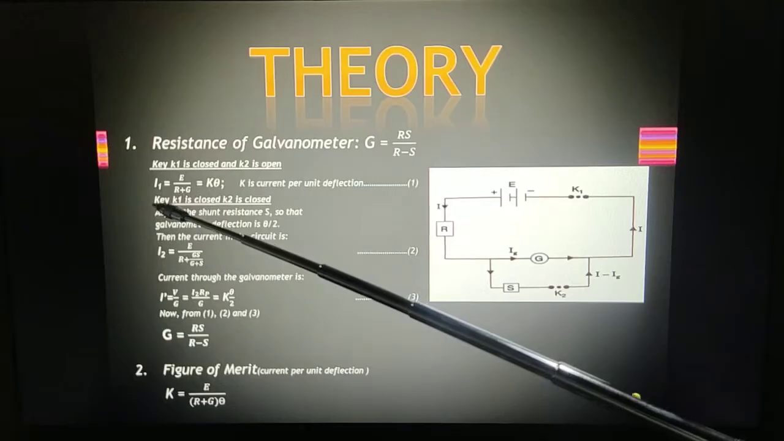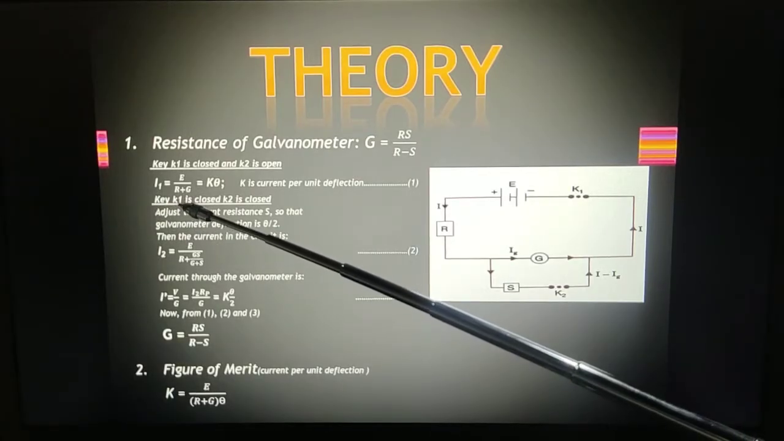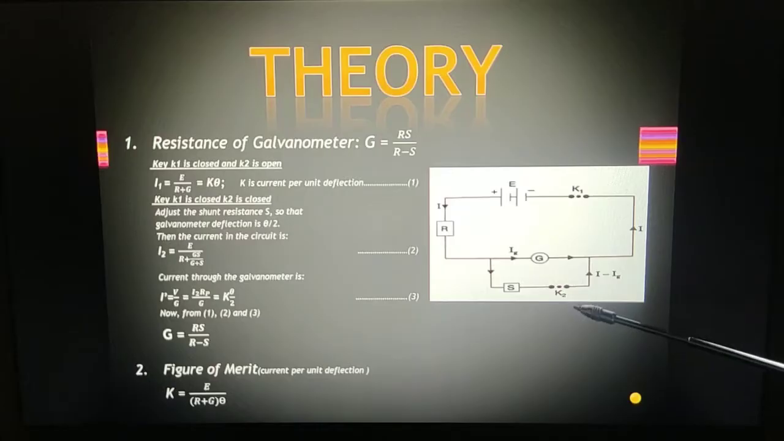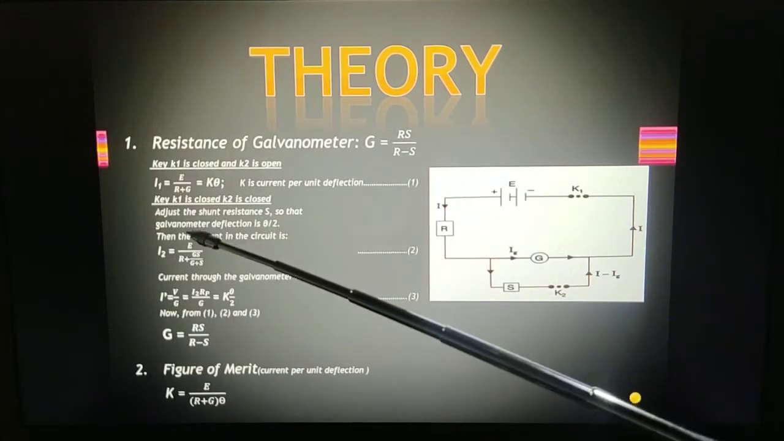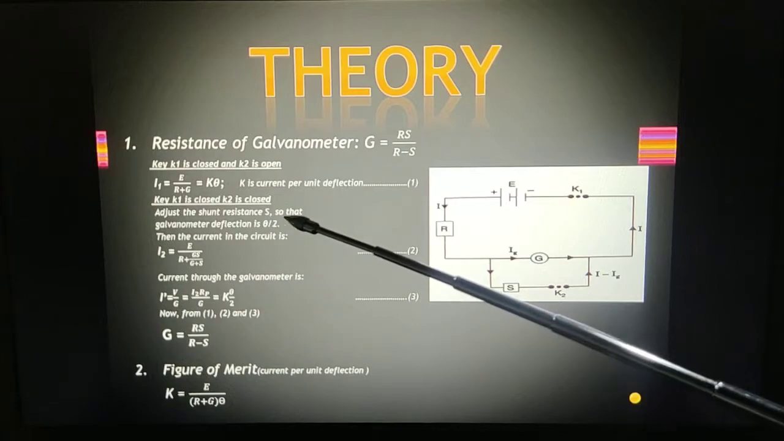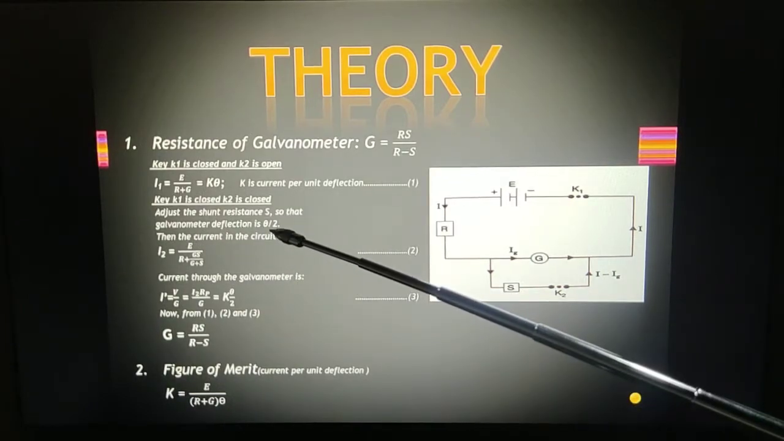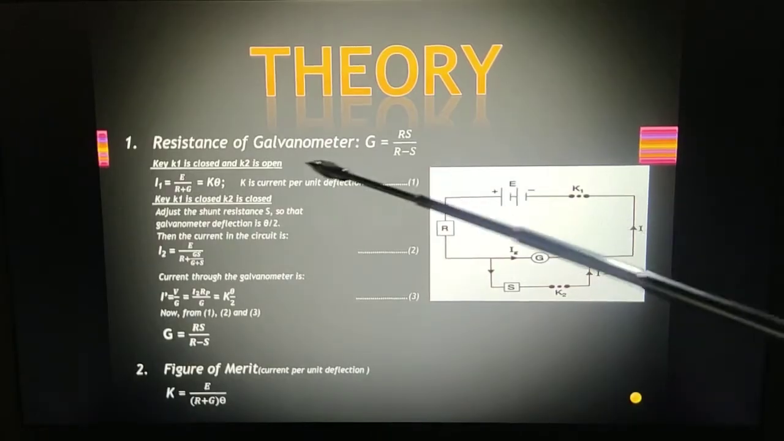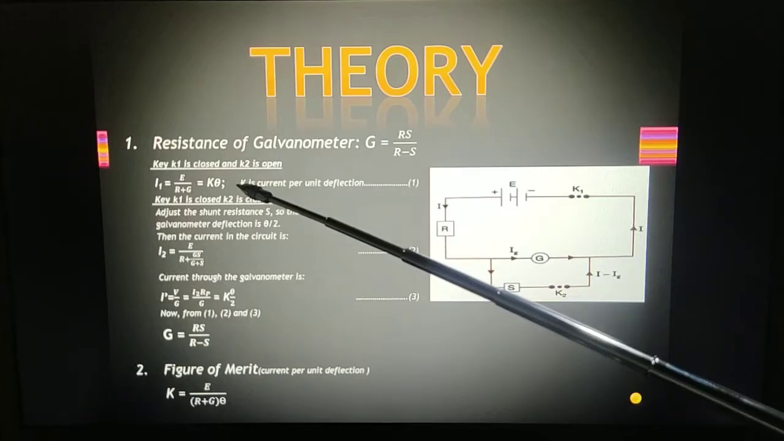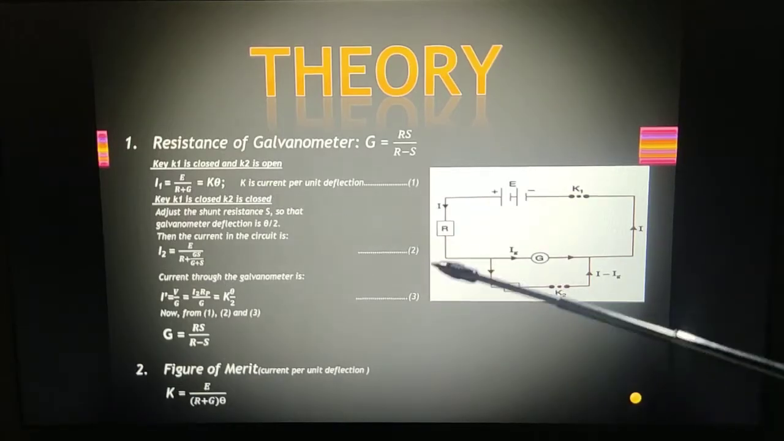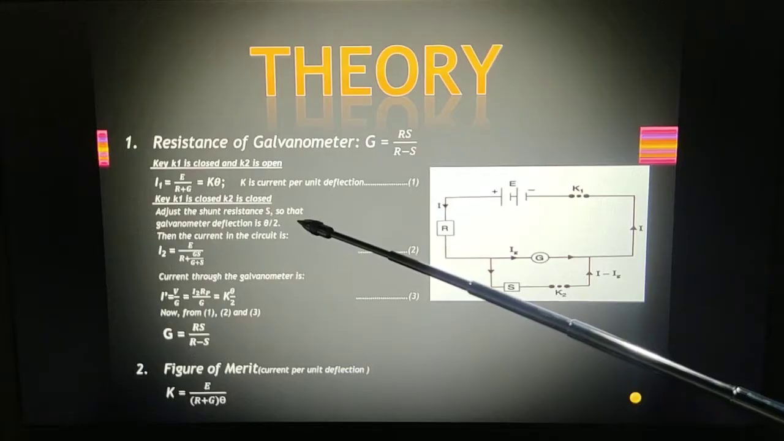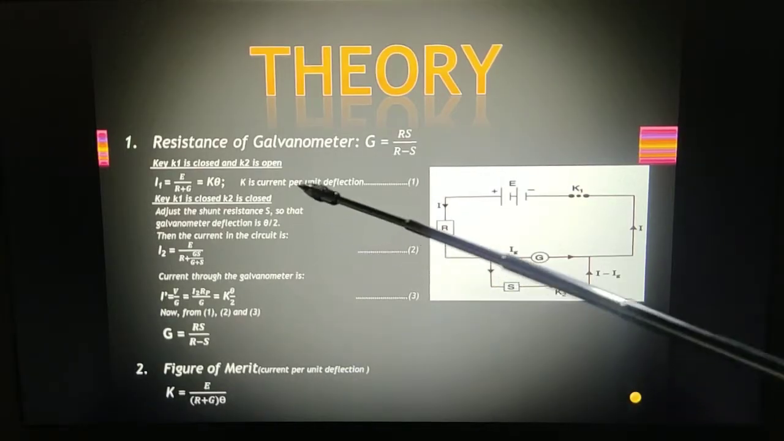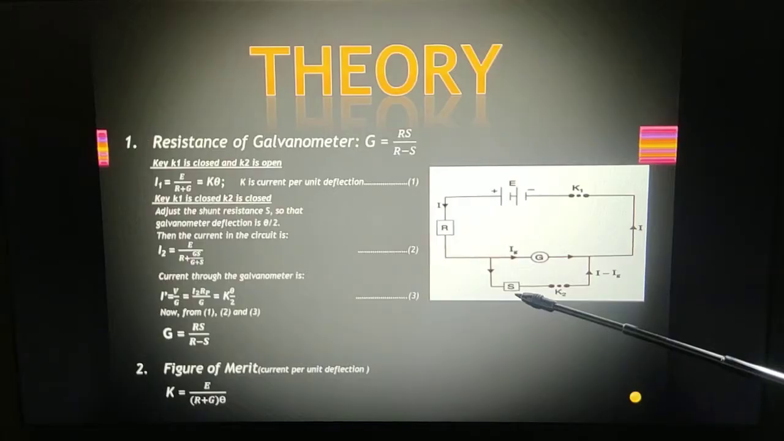In the second part of the experiment, key K1 is closed and K2 is also closed. So now there is current flowing through this small circuit through S also. Adjust the shunt resistance S so that the galvanometer deflection is theta by 2. In case in the first part theta was, say, 30 divisions, now theta has to be 15 divisions. Till we get 15 divisions, we will have to unplug resistance in S.